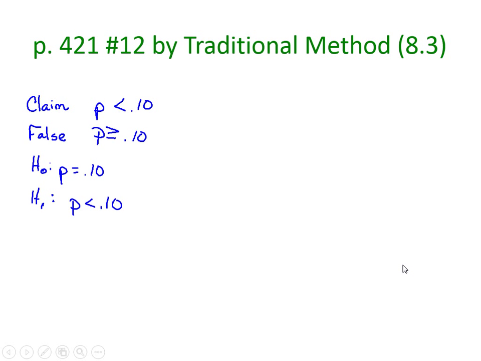Now, in this problem, step 4, what is alpha? They give us alpha to be 0.05. Number 5, identify the statistic that is relevant to this test and determine its sampling distribution. In this case, since we're dealing with proportions, my sample statistic is going to be the z-score. And so now I need to find my test statistic.